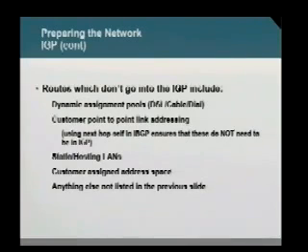Routes which don't go into the IGP include dynamic assignment pools, so your DSL, cable, dial, wireless, all those dynamic pools don't go into IGP. Customer point-to-point link addressing. It's the point-to-point link address that you use going from your aggregation router to your customer. Some people use unnumbered interfaces, other people use this BGP next hop self thing. Static or hosting LANs don't go in IGP. Customer assigned addresses don't go there. In fact, anything else not listed in the previous slide.